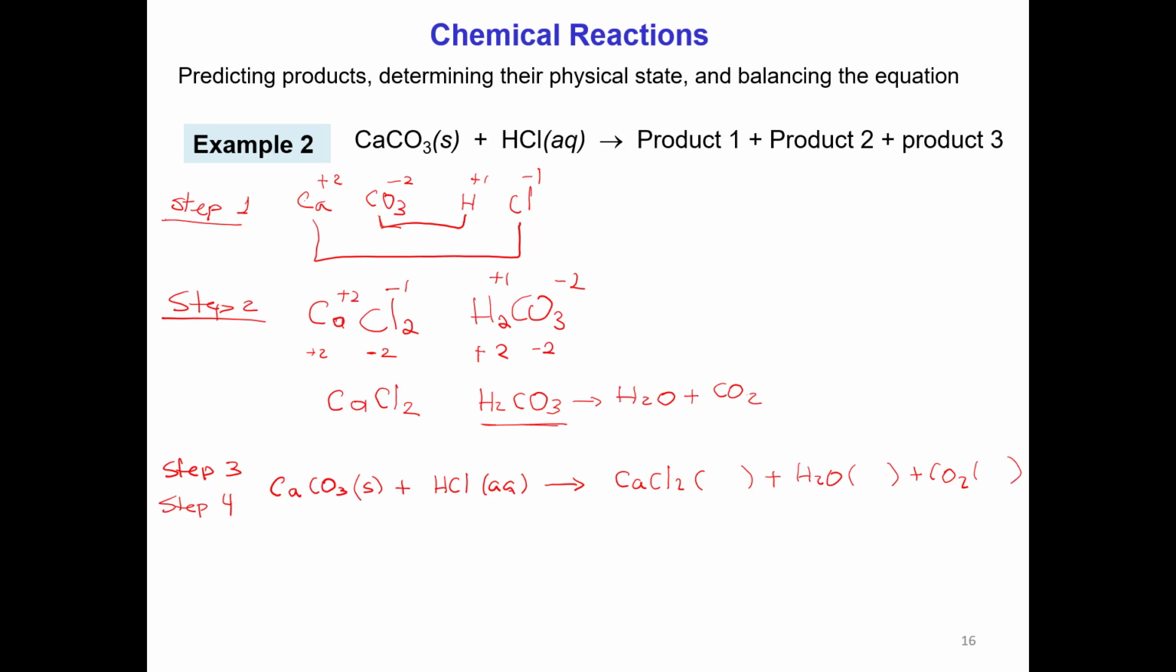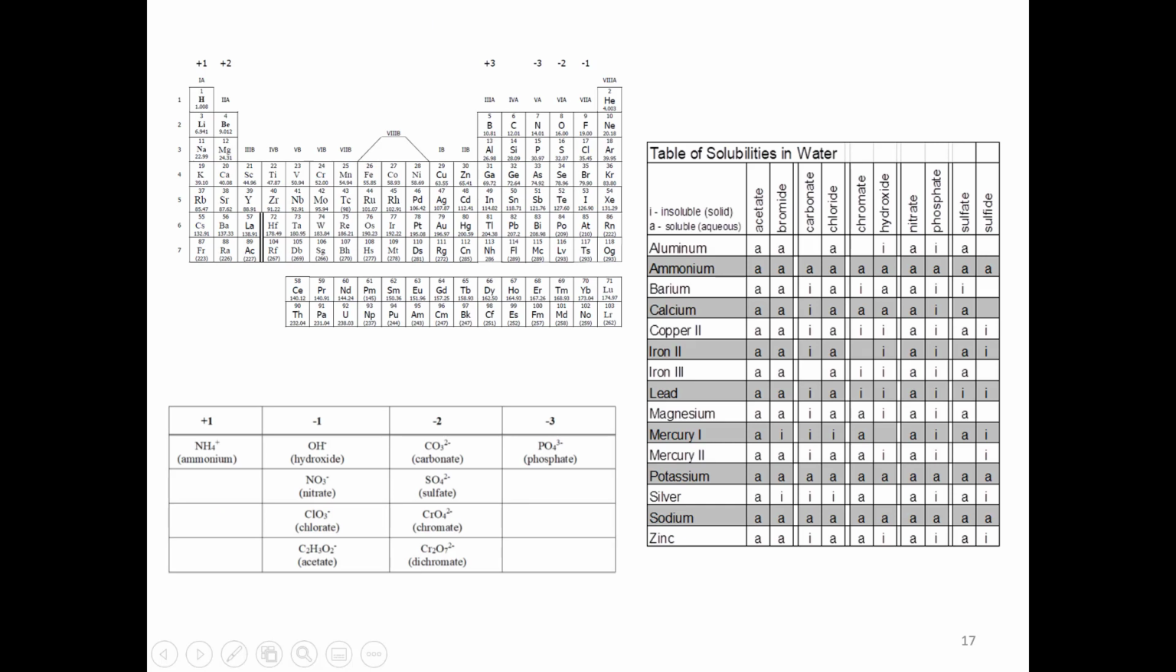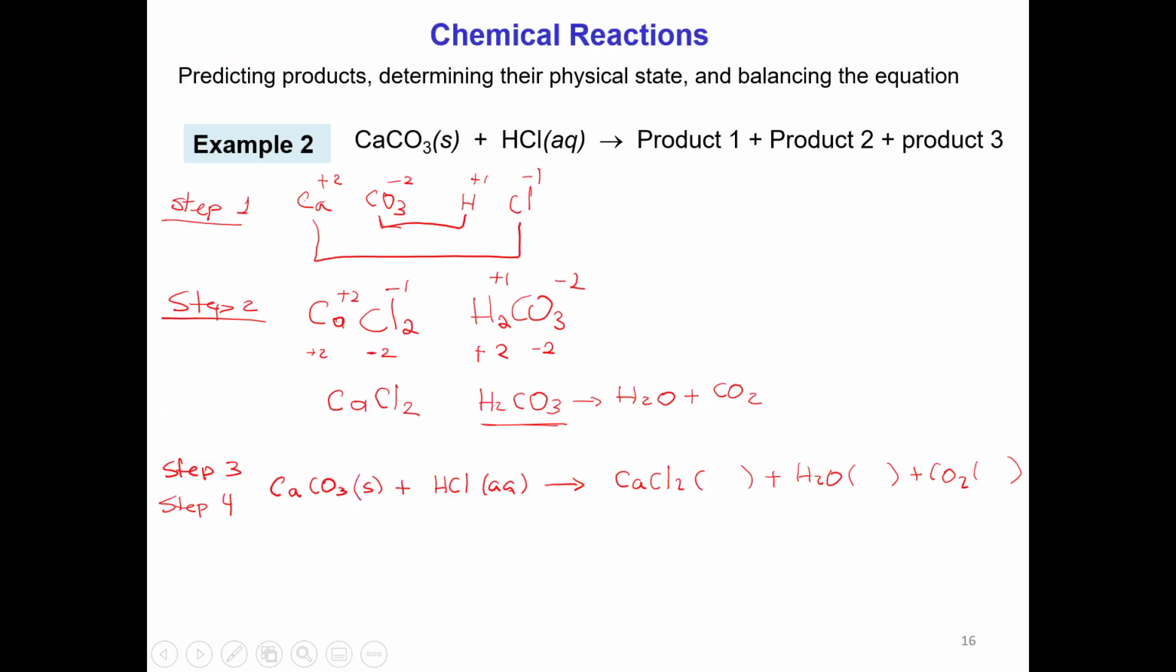Now step number 3, we want to find what is the physical state. Then calcium chloride. Calcium chloride is AQ. Yes, calcium chloride, it's AQ. Water usually is liquid, and carbon dioxide is gas. The next step is we need to balance the equation.